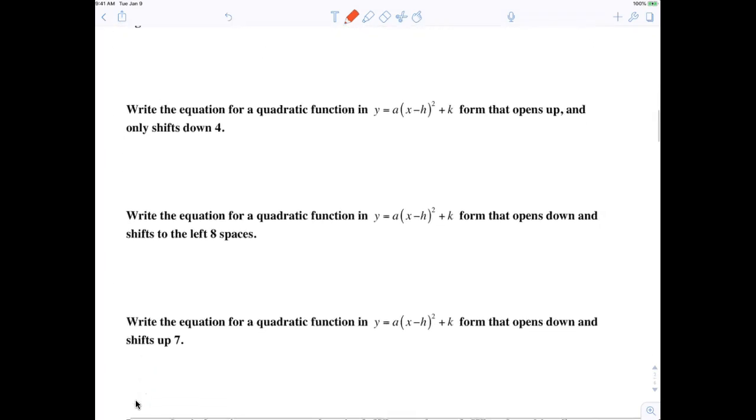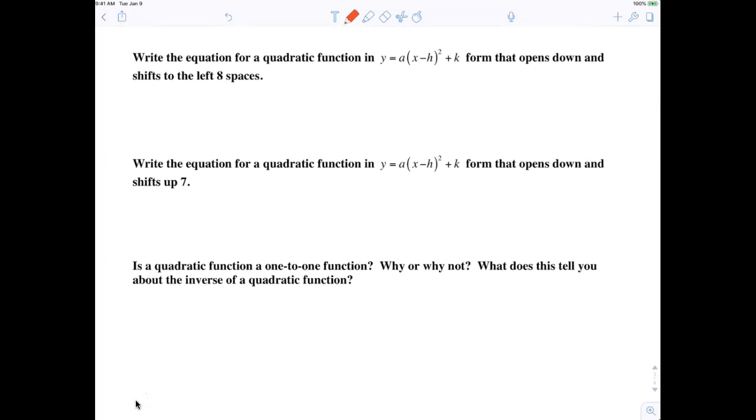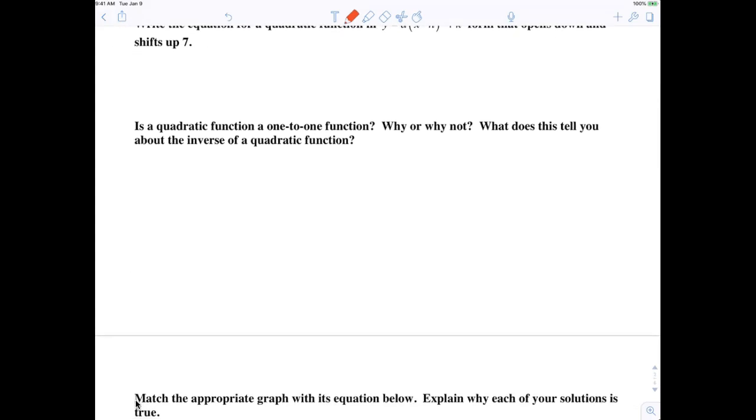All right, so let's move forward here. Is a quadratic function 1-to-1? Now let's look at this real quick. This right here is a line. Is a line 1-to-1? Yeah, because every x has a single y, and every y has a what? Single x.